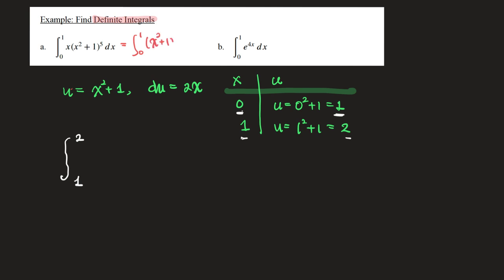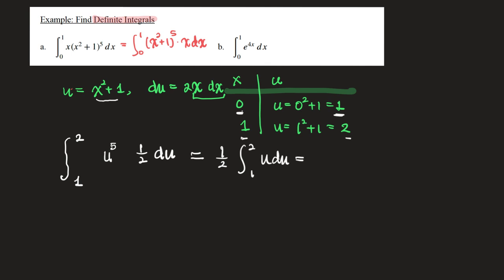The integral from 0 to 1 of x squared plus 1 to the fifth power times x dx, right? So what I'm going to do: x squared plus 1 is u to the fifth power, and x dx is du divided by 2, so that's one half du. Make sense? Now, guys, one half outside, the integral from 1 to 2 of u to the fifth du. Now find the antiderivative of u.